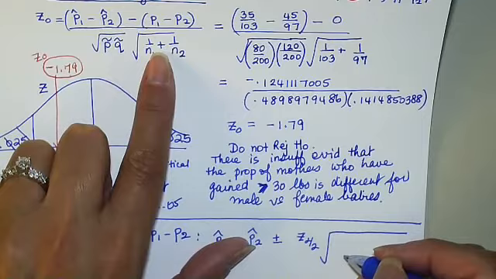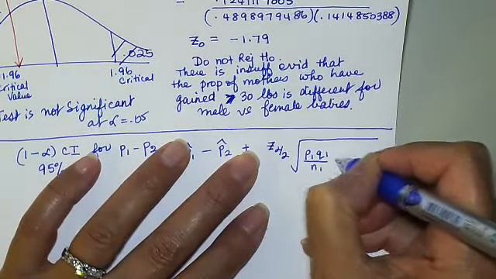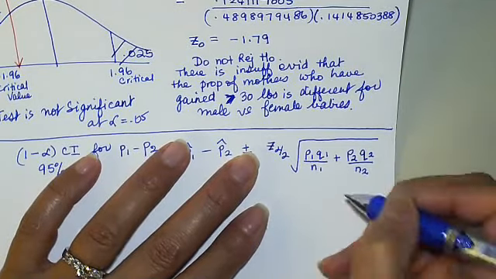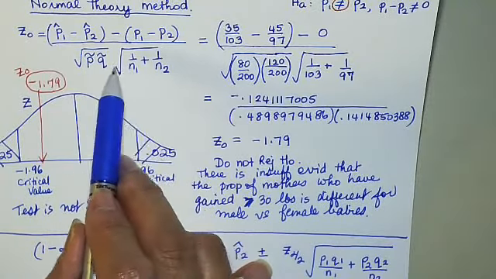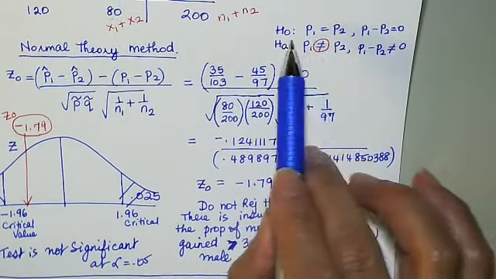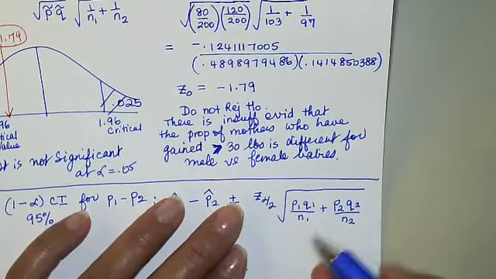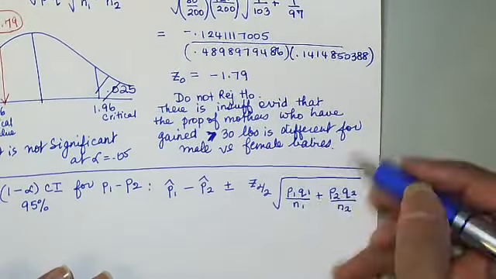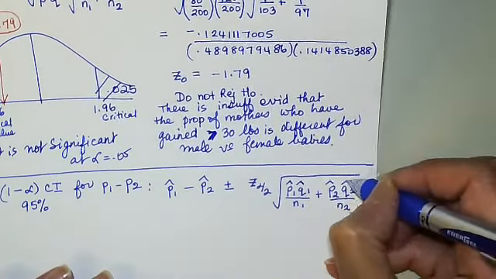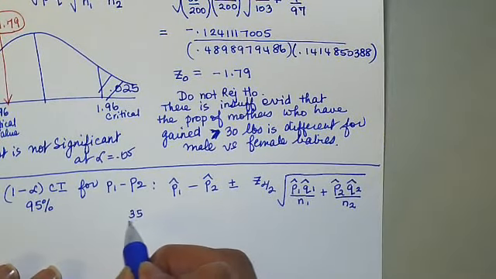You have to be careful because this one doesn't have the same denominator as up here. This one has a different denominator, okay? This one would be P1 Q1 over N1 plus P2 Q2 over N2. Here the denominator assumes that the null hypothesis is true and that P1 equals P2 and that there's a common P tilde. This one does not assume that. So because I don't know P1 and Q1, I'm going to use the sample proportions. P1 hat, Q1 hat, P2 hat, Q2 hat.